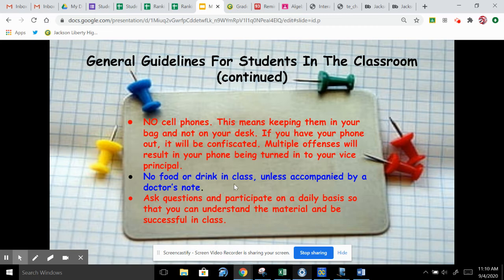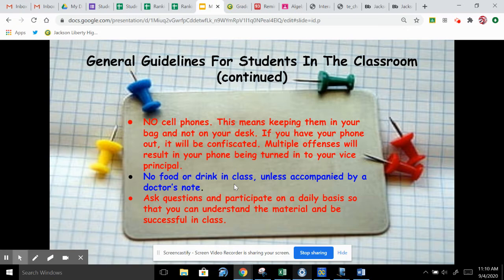No food or drink in class. This is probably more important this year than any other, with everything that's going on, unless obviously you have a doctor's note. There have been some questions about water bottles. All right. I'm looking into that, because water bottles may be the exception to this rule.